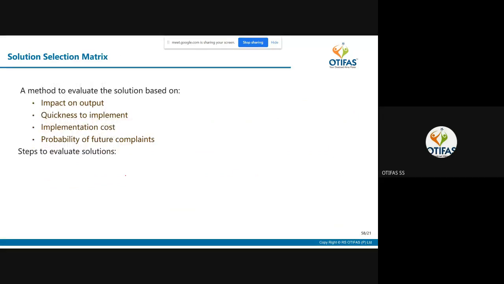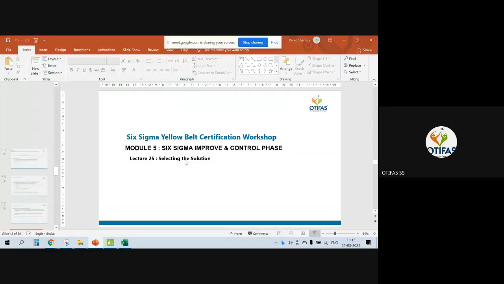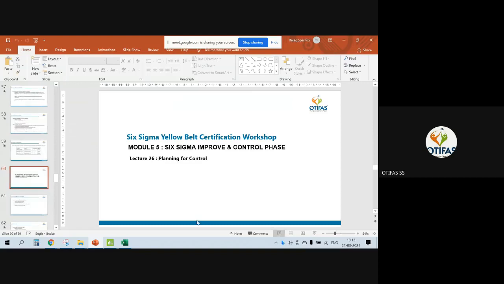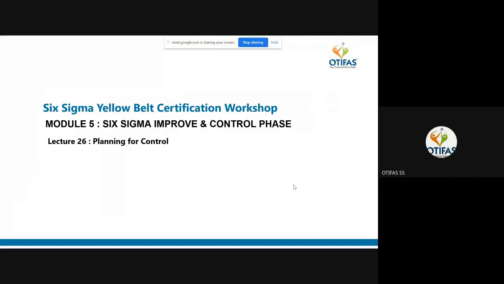Another thing is we have to select a solution. Once you have 2-3 solutions, you will select the one best solution. That is solution selection. You will sit in a team and find the best solution out of the 2-3 solutions. This way, in the improve phase, you are finding the solution: brainstorming, coming out with solutions, finding the best solution, and then implementing it. Your solutions are being implemented.